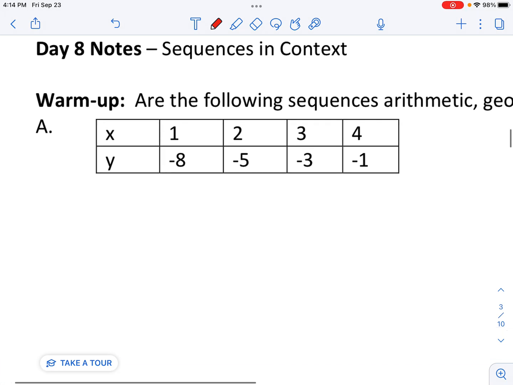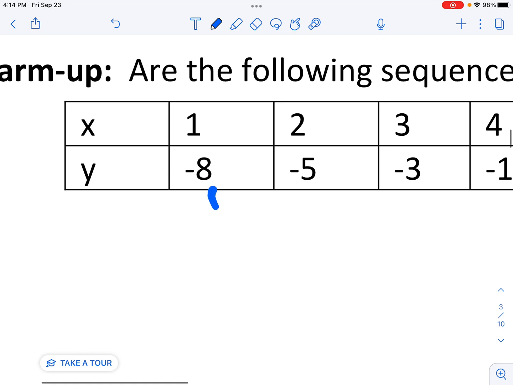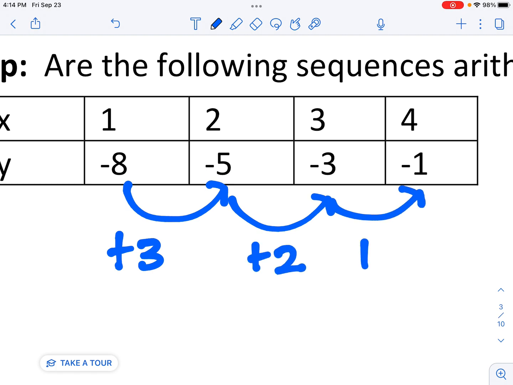So if we take a look at the first one, at first glance it appears arithmetic. How do we get from -8 to -5? Well, we're going to add 3. How do we get from -5 to -3? We're adding, but now we're adding 2. And the same with -3 to -1, we're adding 2.